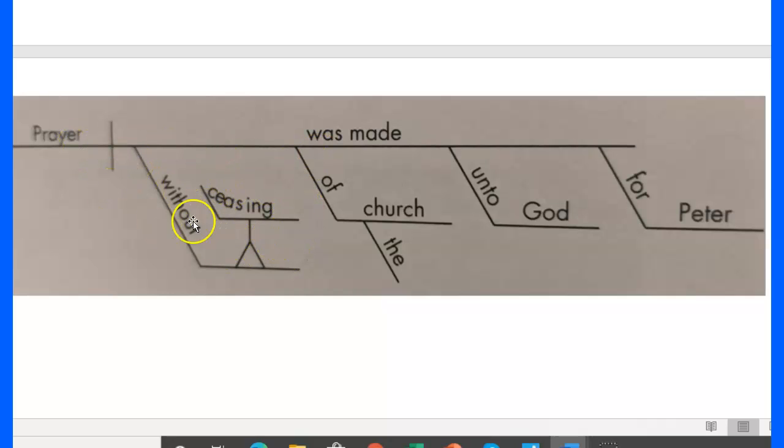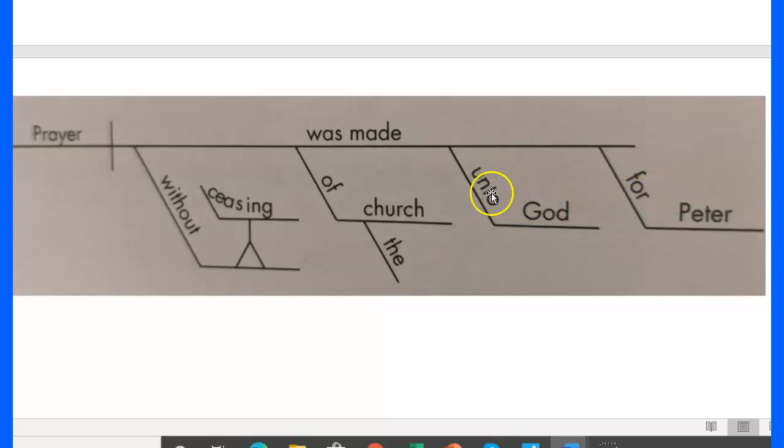Prayer was made without ceasing, and we could end this sentence. We could also say prayer was made of the church. That one sounds a little funnier. I'd probably say by the church if I was going to use a prepositional phrase there. Prayer was made unto God, period. Prayer was made for Peter, period. If these could all be used individually and don't need the next one, they're not going to stack on top of each other. They're just going to all slanted right turn, slanted right turn, slanted right turn, slanted right turn.